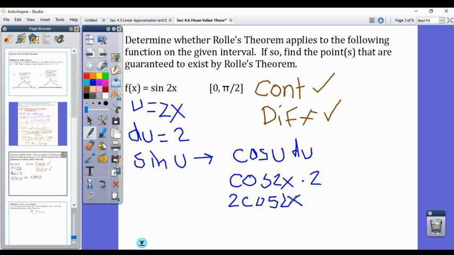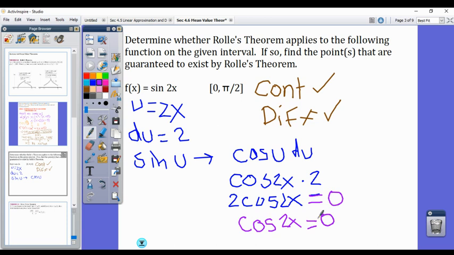Okay, so now I'm going to set that equal to 0. Oh, I thought I was going to change colors. All right, so the first thing I'm going to do is divide by 2, and that's really not going to matter because 0 divided by 2 is 0. So then I'm getting the cosine of 2x equals 0.